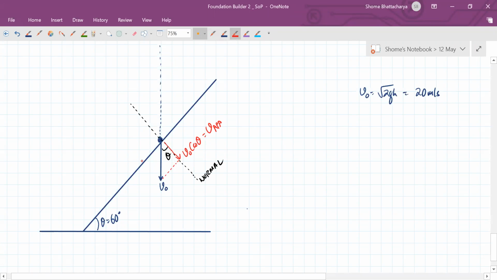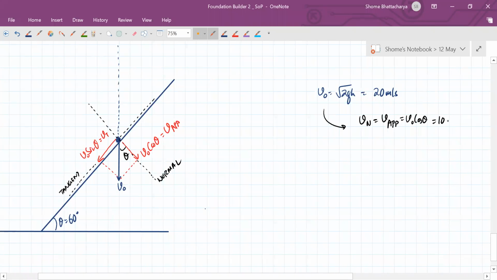Okay. And this component will be the tangential component because this is the tangential direction. This is the tangent to the surface. Okay. So from this you can see that this has a normal component or approach velocity, theta being 60, that is 10 meters per second, right? And this has the tangential component of 10 root 3 meters per second.